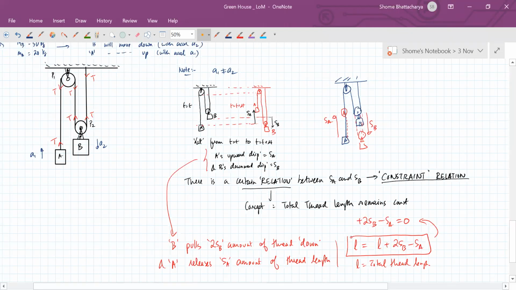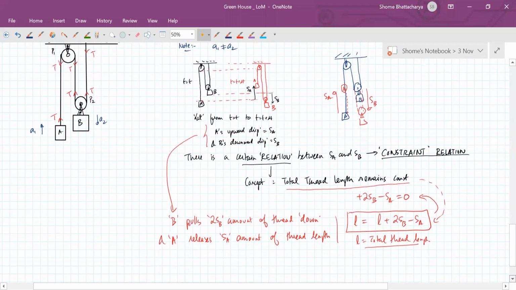So the equation we have written says that the original L is equal to that same original length plus something minus something. So what we have added should balance what we have subtracted. So this is just expressing that the total thread length should remain constant. This is the constraint relation, that the total thread length remains constant. And then L is getting cancelled on both sides, so we're getting this relation. Okay.